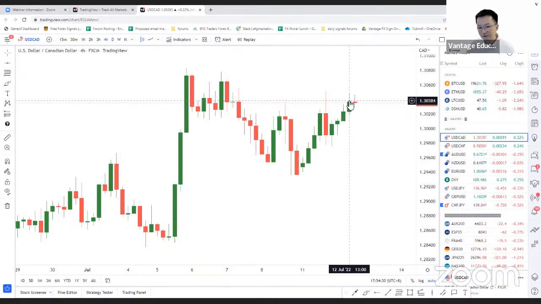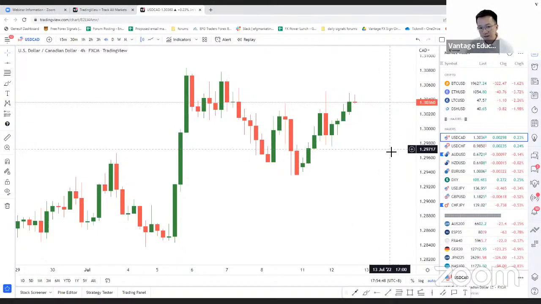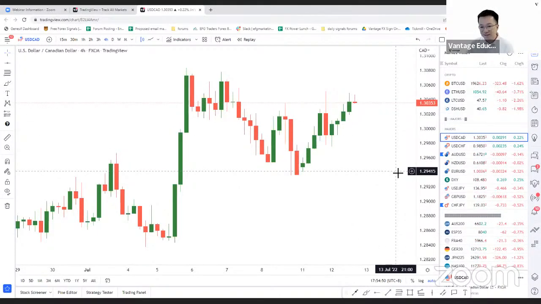Not yet a three white soldiers because we saw a bit of indecision there. So we've got two forming, and then a third one looking like it might even form to be a tweezer top formation here on the H4 time frame. And if that does happen, then we might see some downside on the US CAD.